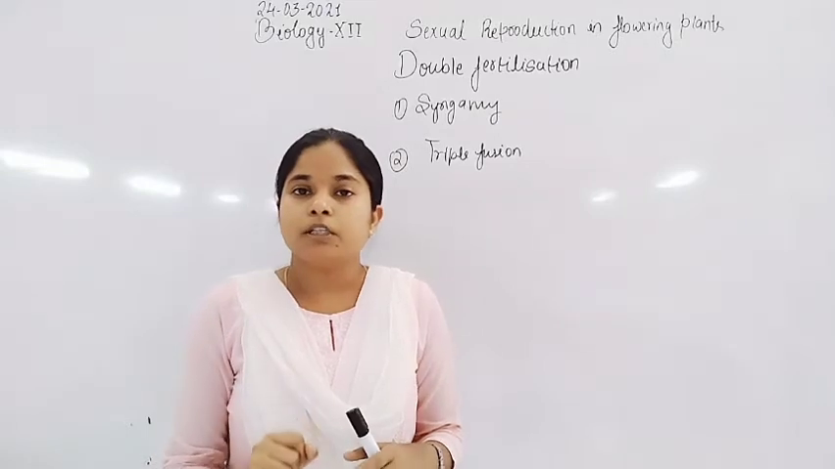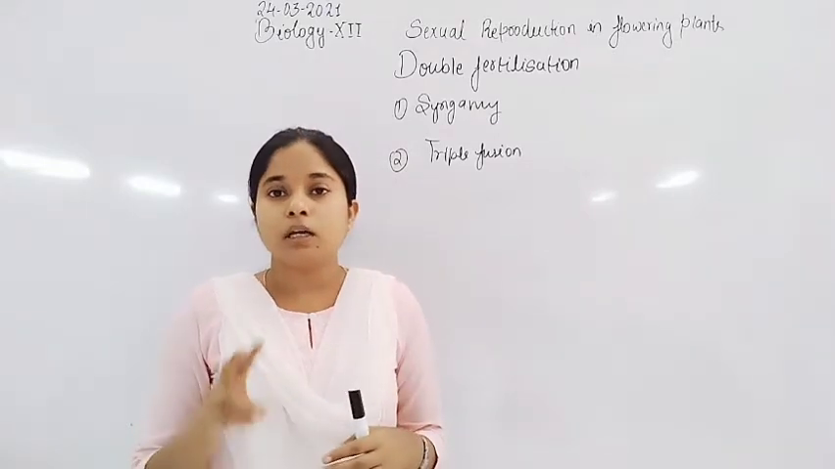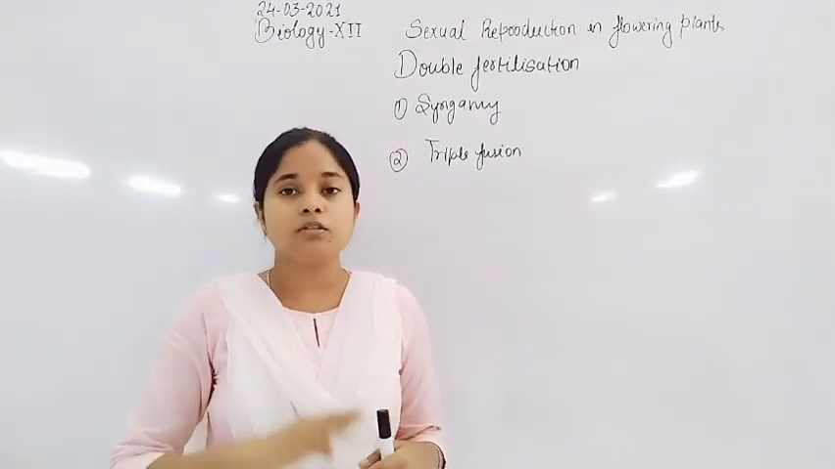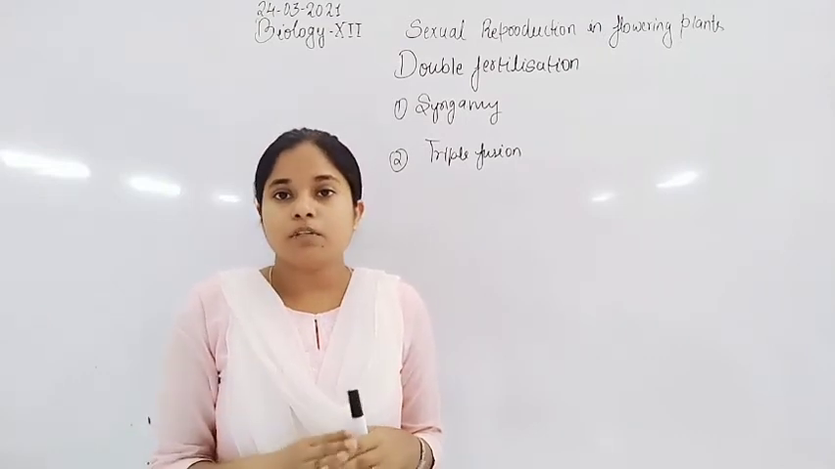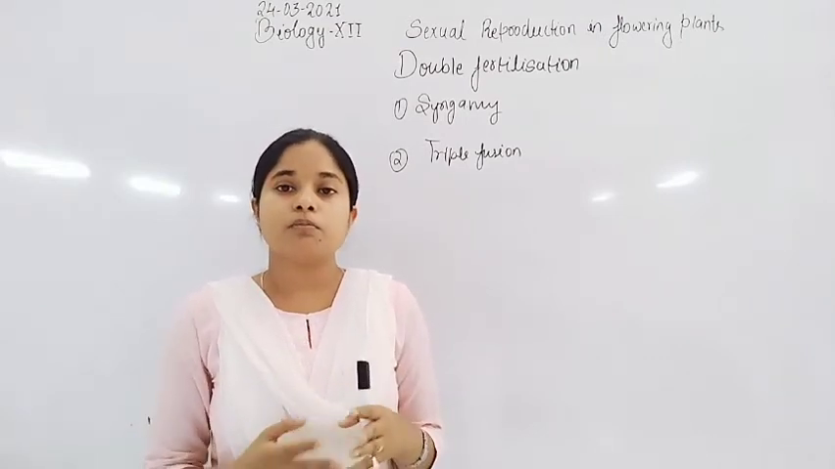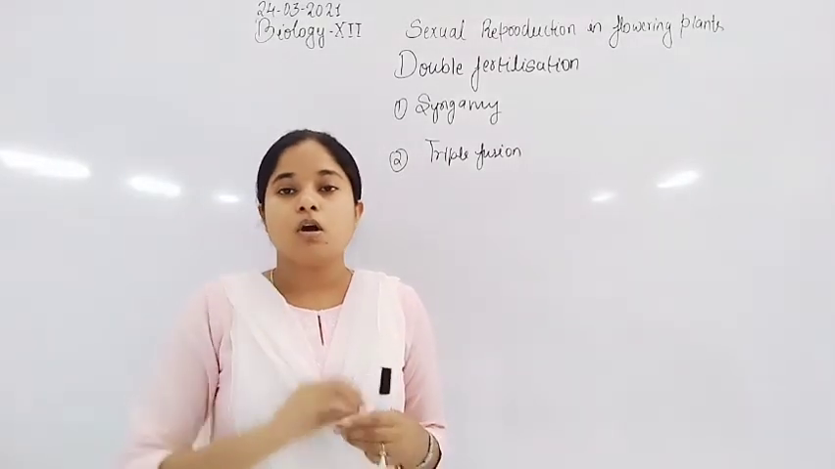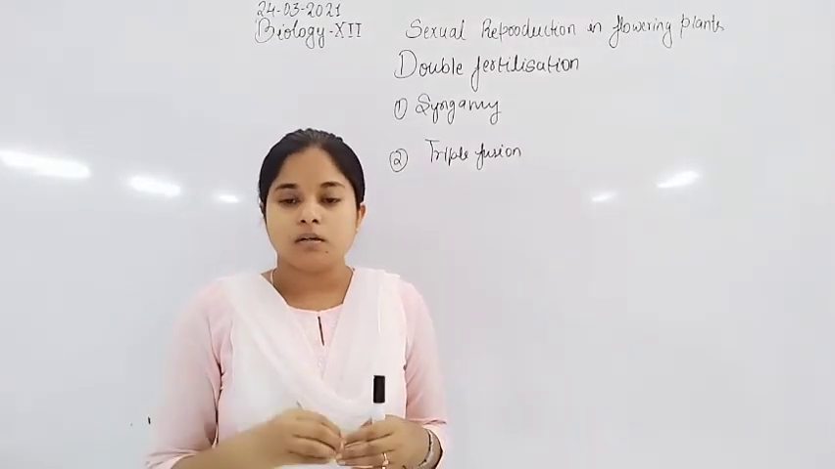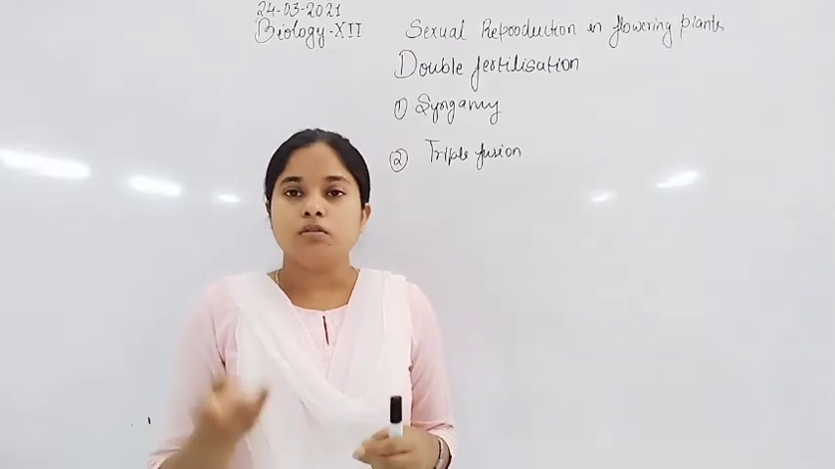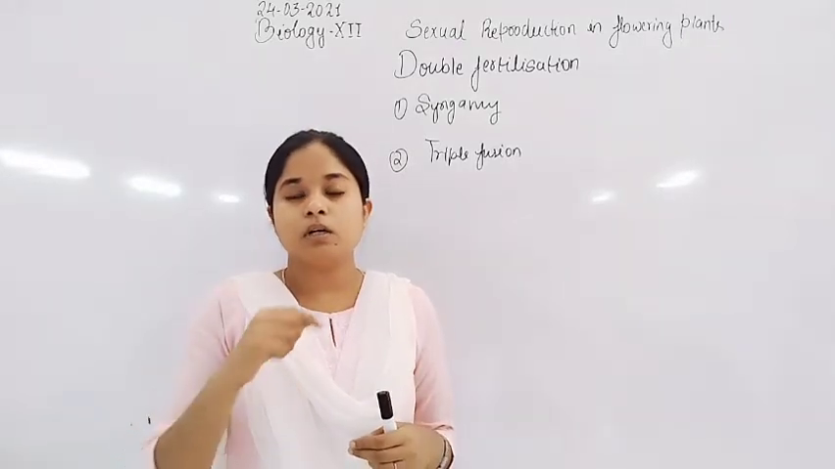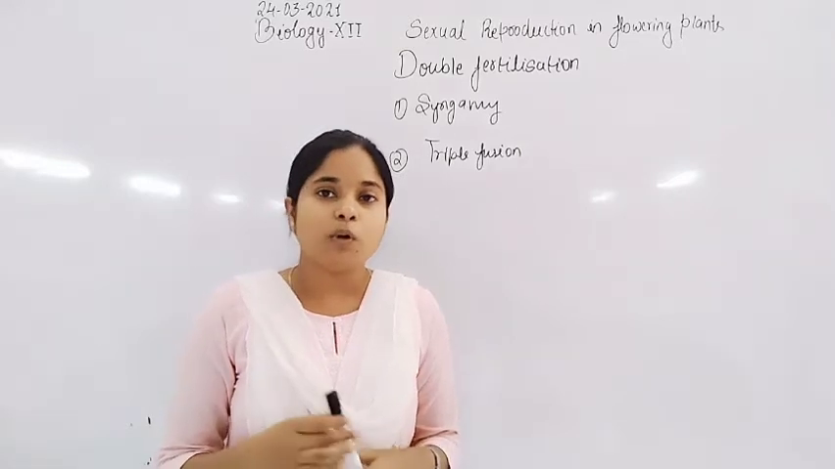As we already know, inside the pollen grain there are 2 sperms. In 40% of angiosperms, these 2 sperms are already formed in the pollen grain. When the pollen grain reaches the stigma of the flower or pistil, it transfers inside the ovule with the help of the pollen tube.